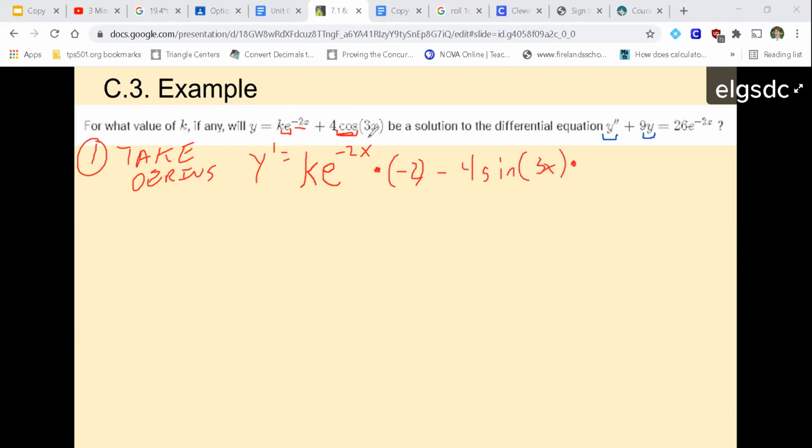Multiplied by the derivative of the inside. Derivative of 3x is 3. So if we simplify this, that's negative 2k e to the negative 2x minus 12 sine of 3x.